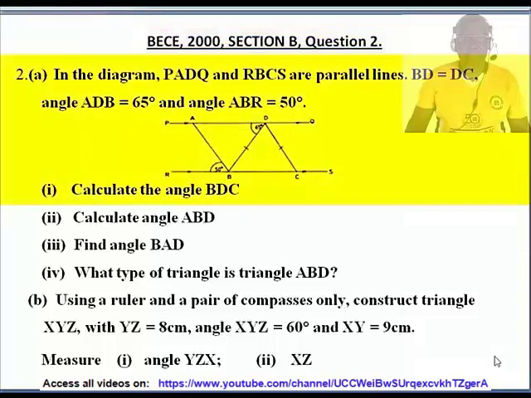2A. In the diagram, PADQ and RBCS are parallel lines. BD equals DC, angle ADB equals 65 degrees, and angle ABR equals 50 degrees. 2A sub-question I. Calculate the angle BDC. I will pause for the solution to 2A sub-question I.